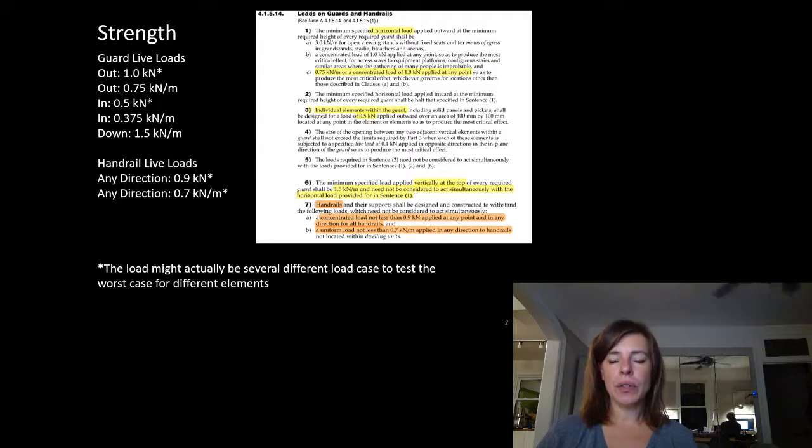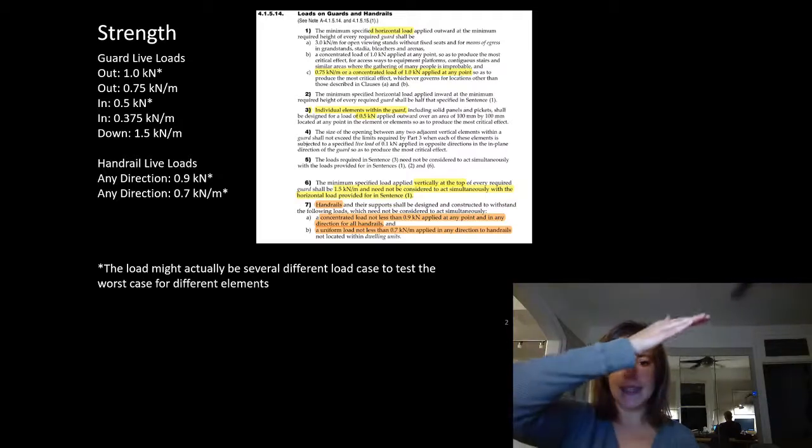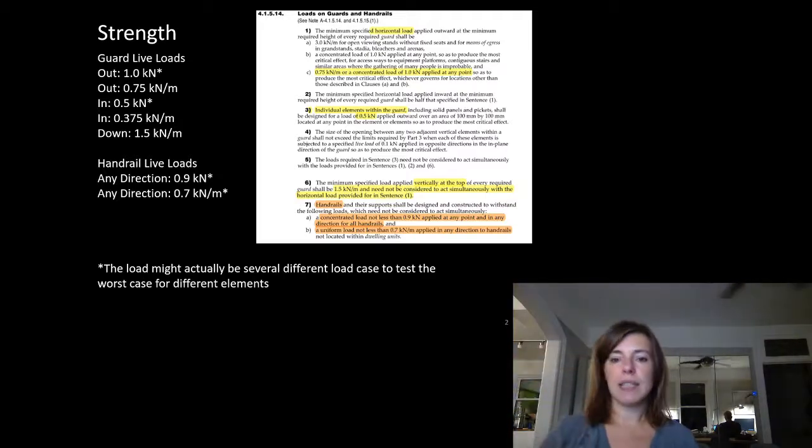And then downwards is 1.5 kilonewtons per meter. That is essentially assuming you have a bunch of people walking along the top of the guardrail. If you've ever been out behind the bus depot area of the GO station at Union Station, you will see that all of the top rails are bent downwards where people have clearly skateboarded or walked along them.